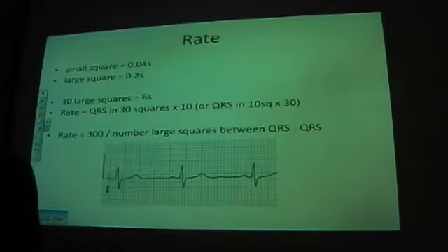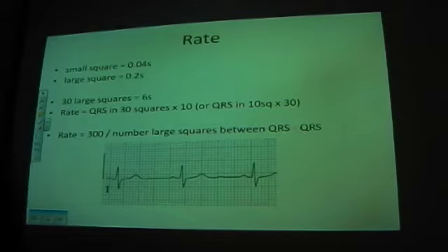Following that, you're looking at the rate. As most of you will know, a small square is 0.04 seconds, a large square 0.2. One way to calculate the rate: if you count 30 large squares, that's 6 seconds, and 6 times 10 is 60 seconds, so you can get the rate by counting the number of QRS complexes in 30 large squares. If you're impatient like me, then you can count out 2 large squares, times it by 30.